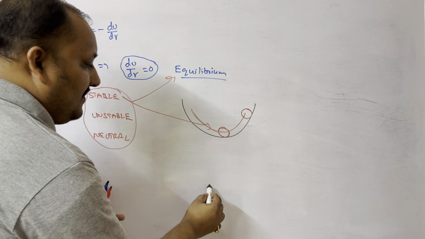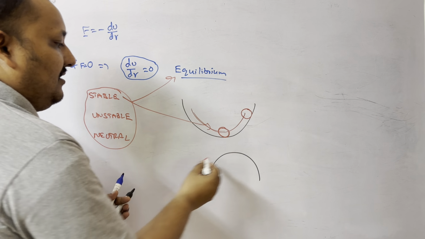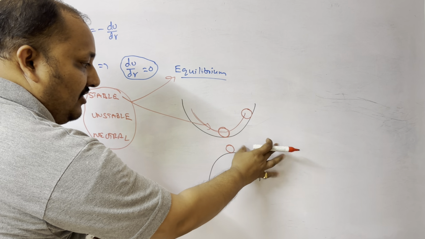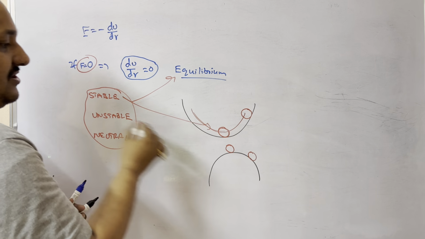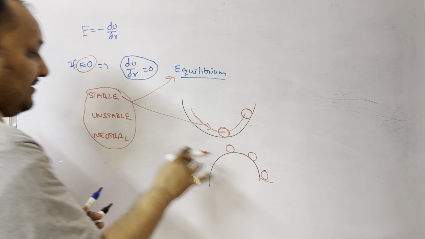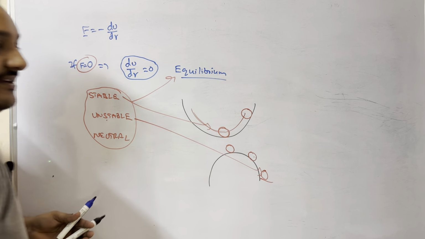Similarly, if you take the bowl like this and take an object here, and you bring it up to here and remove the force, meaning force is zero, again it will not come back here. It will fall down here. Then this is unstable equilibrium.